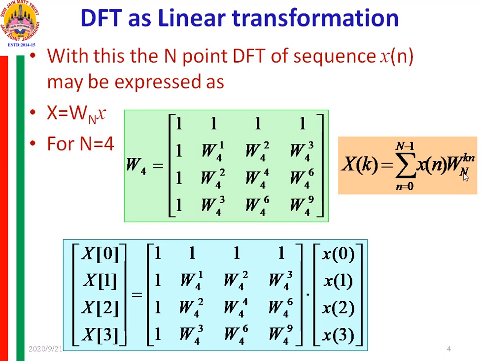When you substitute values of n in the equation, where x of n into W raised to n, this capital N is 4, so W_4. Now I will substitute n is equal to 0 to 3. So the equation becomes x0 into W_4 raised to 0 plus x1 into W_4 raised to 1 plus x2 into W_4 raised to 2 plus x3 into W_4 raised to 3. Now when I multiply the second row of this 4 by 4 matrix of the twiddle factor with this column matrix of input, you get the second equation, which is evaluated by substituting the values of k and n in this DFT equation.